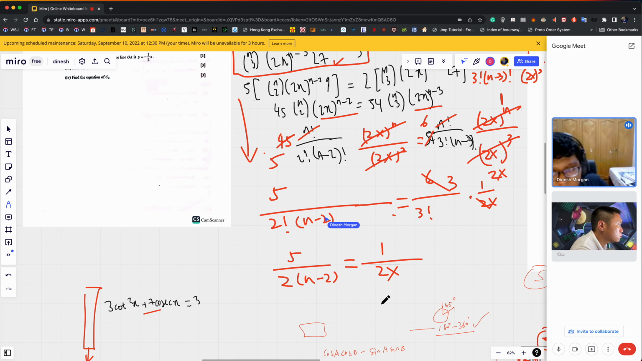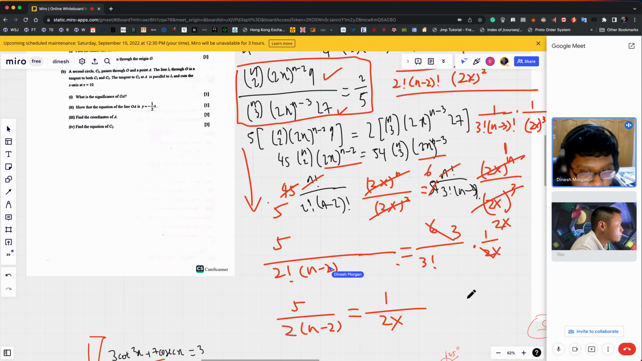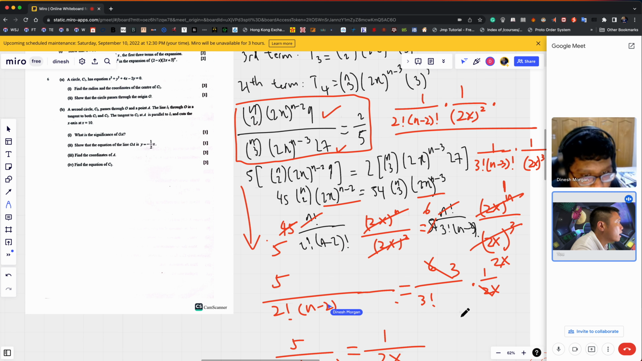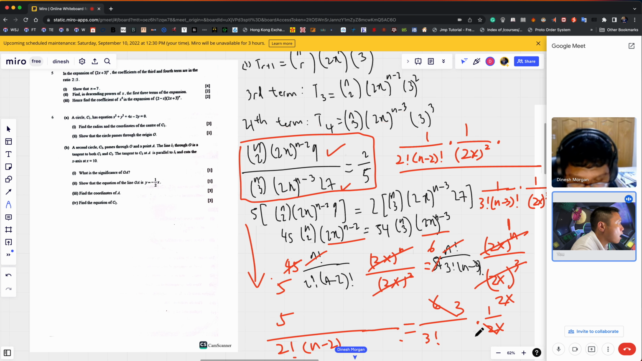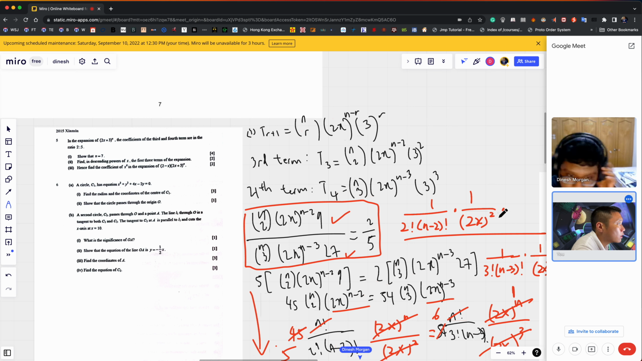But if they're different terms, won't there always be? Oh wait, they said the coefficients are in the ratio 2 to 5. Not the terms. Yeah, x shouldn't be there, right? Good. So if they want the coefficient, then how? So you don't care about this one, right? So basically, this one you don't care about it. You just get it out of the way, right?